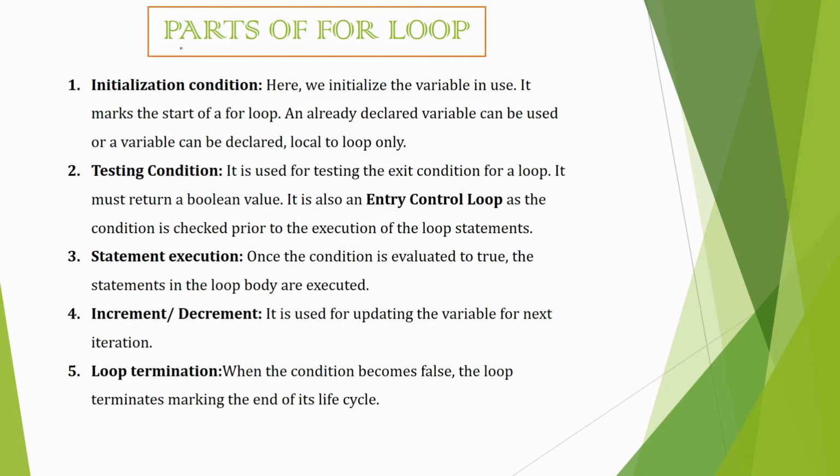Now, parts of a for loop. First of all, initialization. It's not the condition, it is written here by mistake, so sorry. Now, initialization. Here we initialize the variable in use. For a loop, we take a variable and initialize it to a value according to which the loop will run. It marks the start of the loop. An already declared variable can be used, or a variable can be declared local to the loop only.